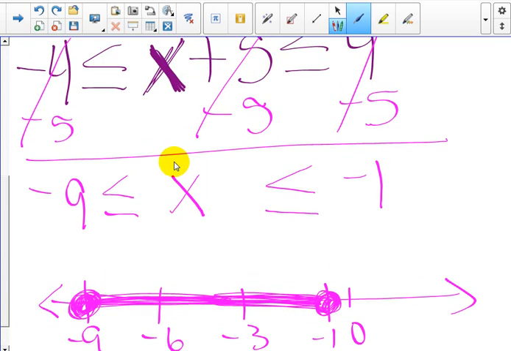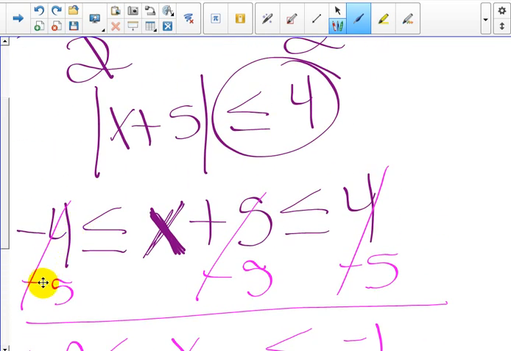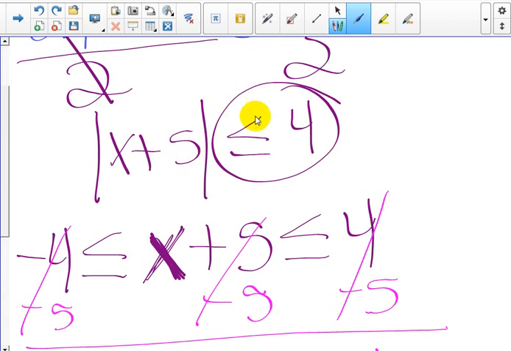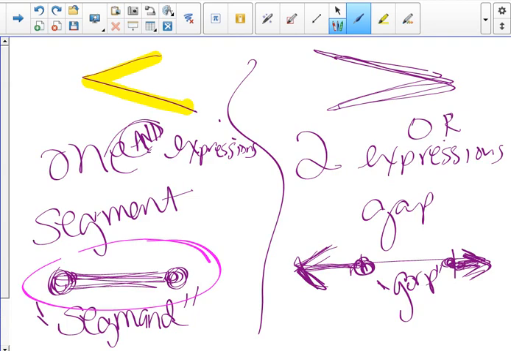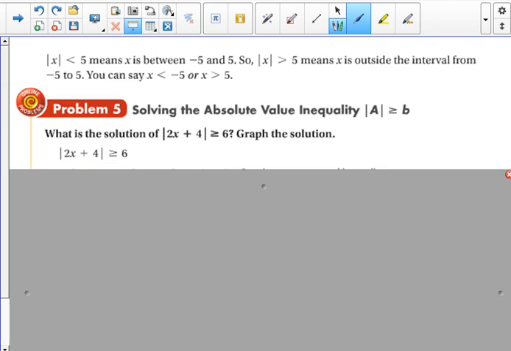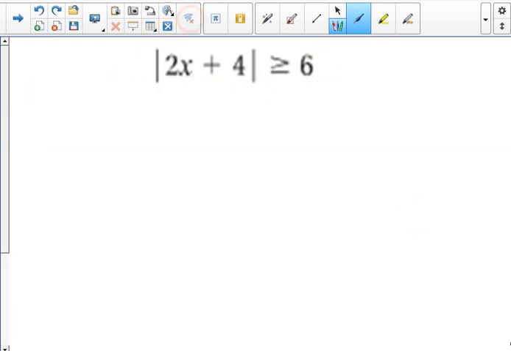Okay, let's look at what happens when it's greater than. We've been working when it's less than. What happens when it's greater than? Well, we have to solve it differently. If it's greater than, we've got to make 2 separate inequalities. So here's our first example: the absolute value of 2x plus 4 greater than or equal to 6. All right, so what we have to do is write 2 inequalities.